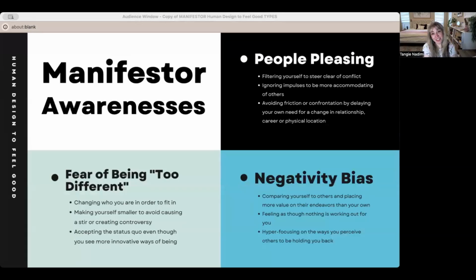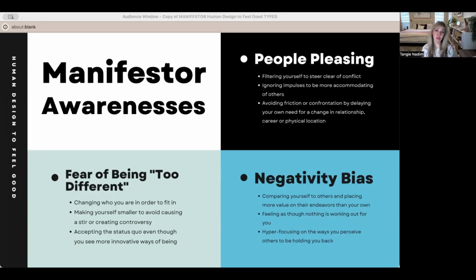Things that manifestors need to be aware of that might take them away from their strategy is people pleasing. So filtering themselves in order to steer clear of conflict, ignoring impulses to be more accommodating of others, trying to avoid friction or confrontation by delaying their own need for a change in relationship, career, or physical location.